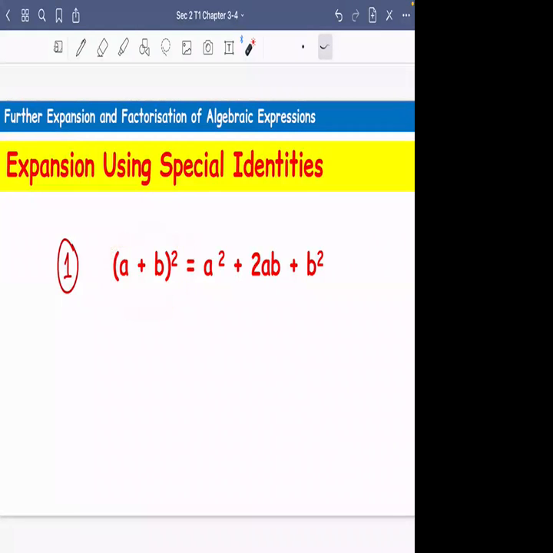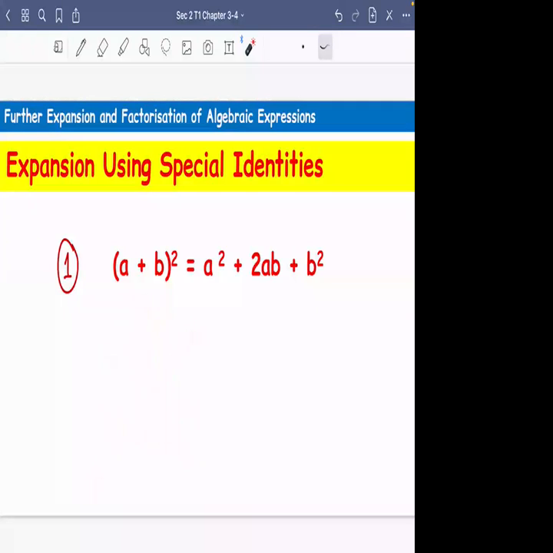Now, some students thought of this. Whenever they see a plus b squared, they thought that your answer is a squared plus b squared. They thought this is the answer. Did you guys also think of this? Like this is the answer. No. I did, Mister. So this is totally wrong. This is totally wrong.